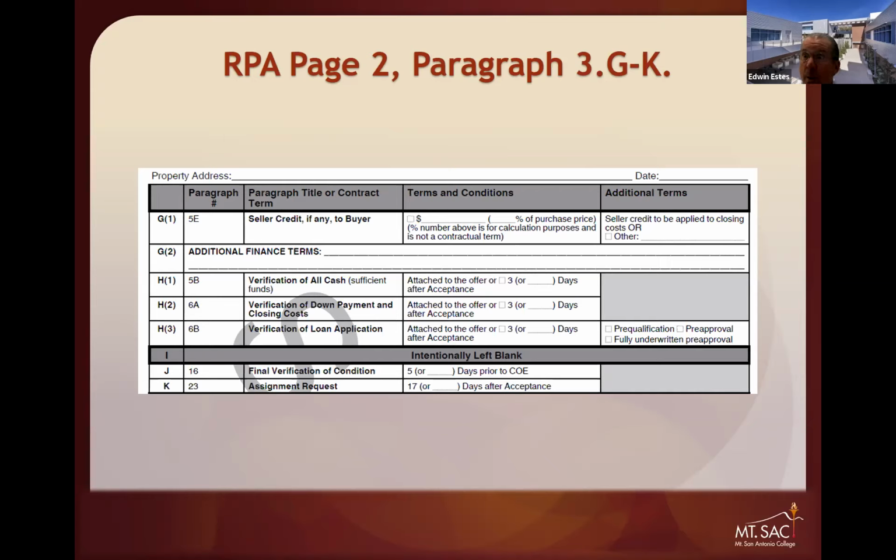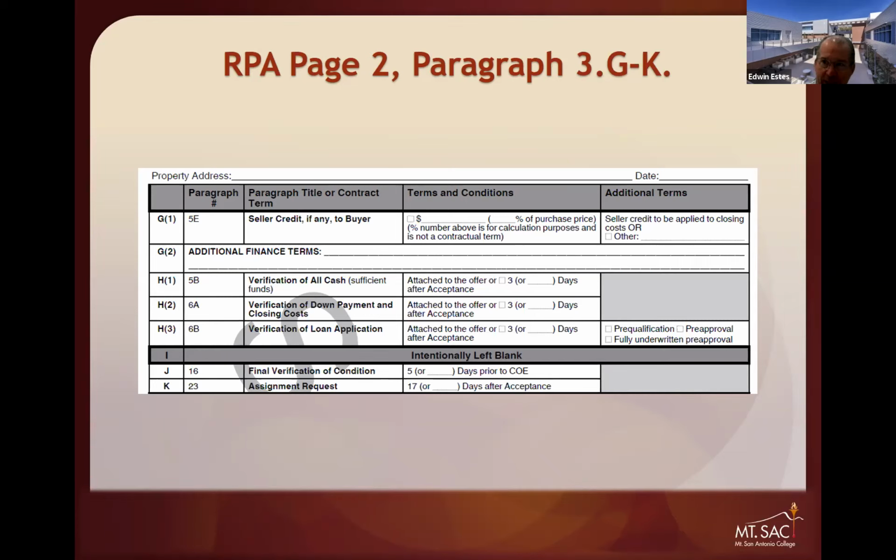What is fully underwritten pre-approval? Well, this is pretty much approved, okay? The underwriter has gone through the entire analysis and has said, this loan is good, this loan has or can be funded. The only thing we're missing is the appraisal. Okay, so the only thing we're missing here is the appraisal. That's what fully underwritten pre-approval means.